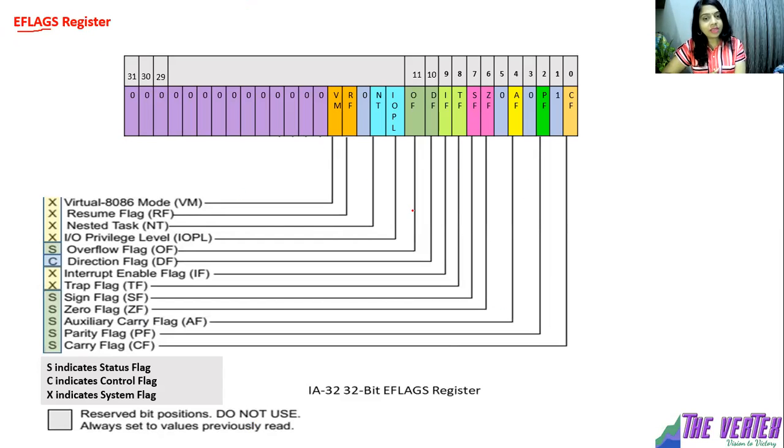So there are various flags, and flags are divided into different categories. So what are the categories? There are status flags, control flags, and system flags. Status flags are represented by the letter S. So you can see here the parity flag, auxiliary carry flag, zero flag, sign flag, and overflow flag. All these flags are status flags. Then C indicates control flag. So wherever there is C, like the direction flag, it is a control flag, and X indicates system flag. So let's see one by one.